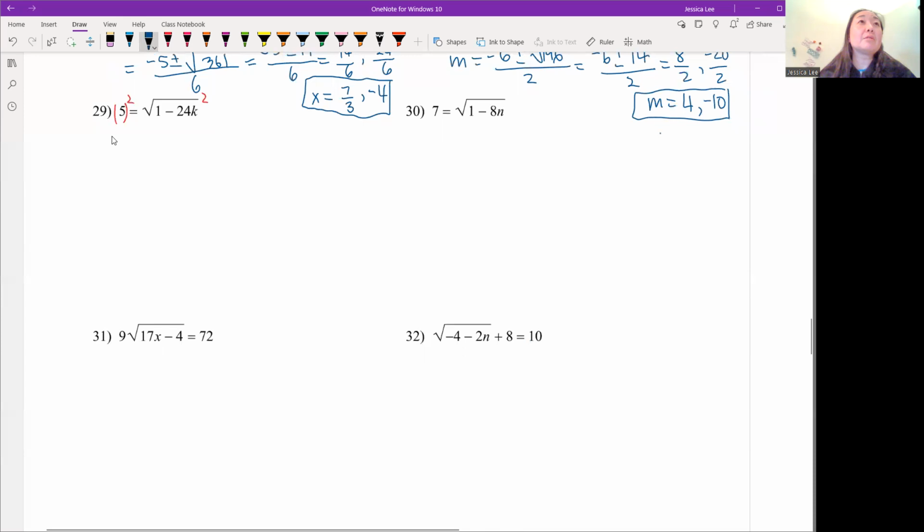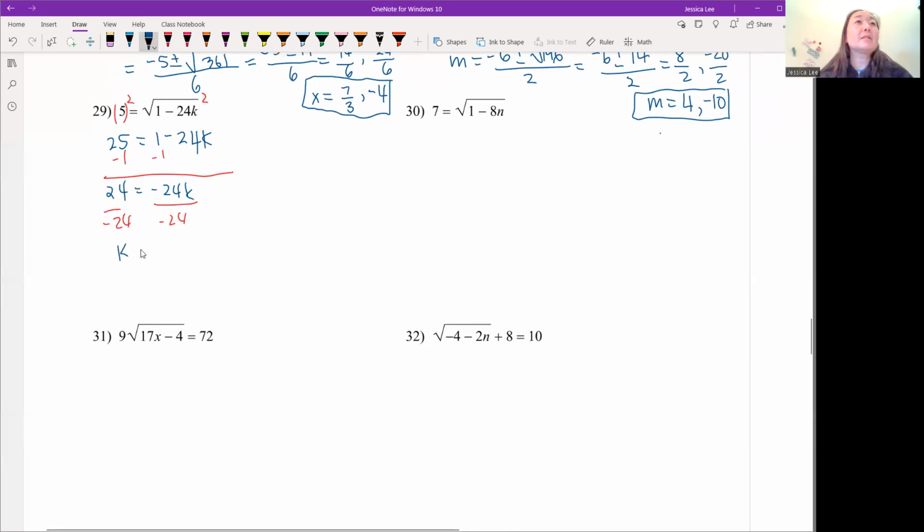And then what do we get? 25 is equal to, remember the square root and the square cancel out, so all I have is 1 minus 24k. Okay. And now it's just an Algebra 1 problem, right? A two-step problem. So again, we're going to just subtract 1. 24 is equal to negative 24k. And divide by negative 24.